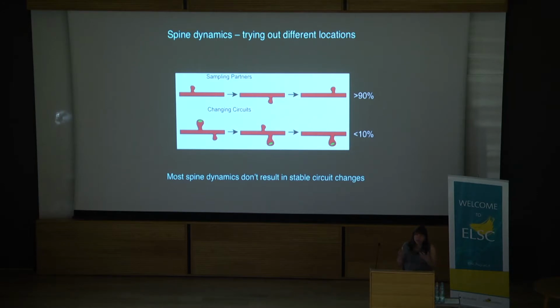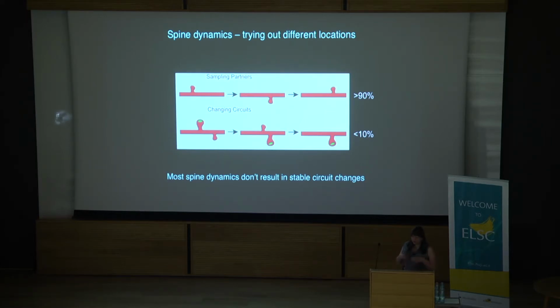So what would be the logic of this type of dynamics? Well, the logic would be that potentially most of these transient events are just sampling potential partners and testing out new locations, and only in about 10% of cases those contacts are selected for stabilization. And so one of the questions is, what is really determining which of these transient contacts is being stabilized?